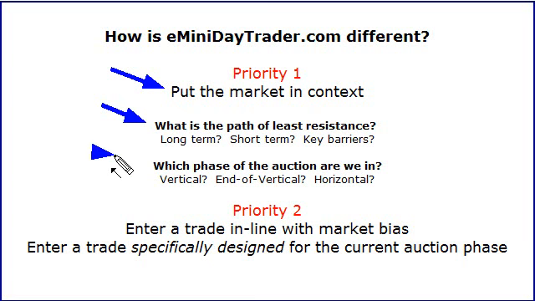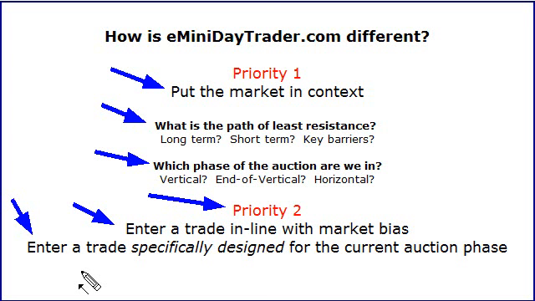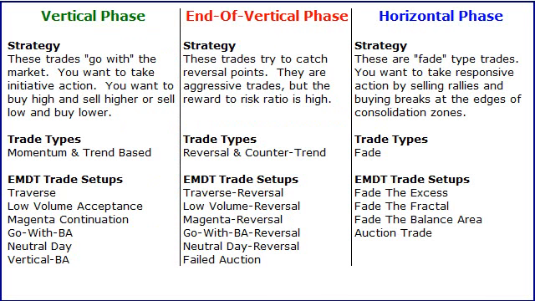We also want to determine which phase of the auction we're in. Are we in the vertical? Are we at the end of vertical? Are we in the horizontal? And our software helps you do that in real time. And so that's priority one, put the market in context. Then, and only then, do we focus on priority two, which is to enter a trade in line with our market bias, and more specifically to enter a trade that is specifically designed to take advantage of whatever auction phase we're in. Okay?